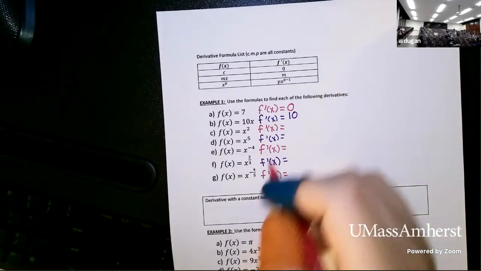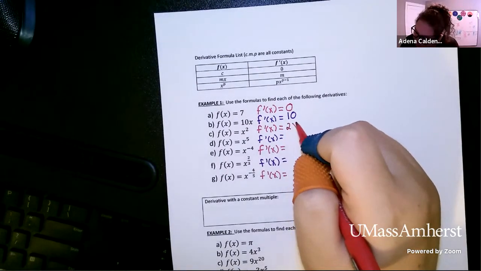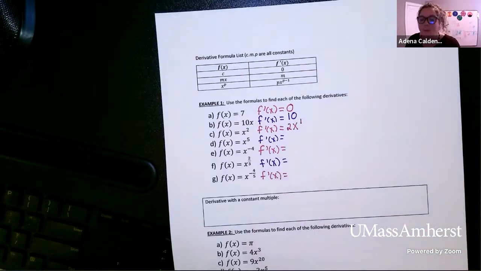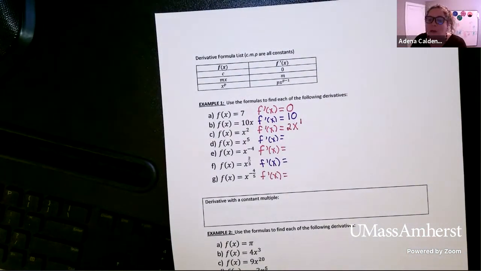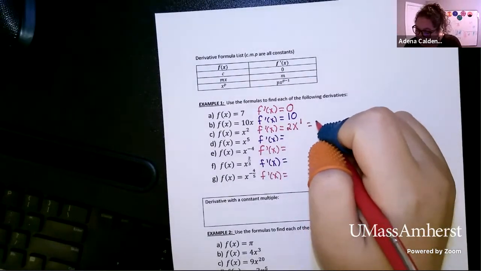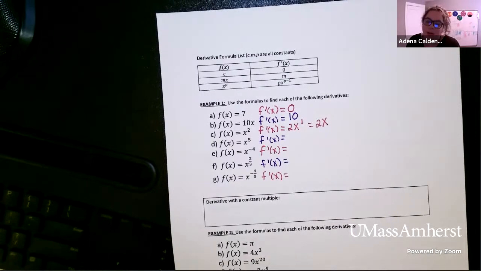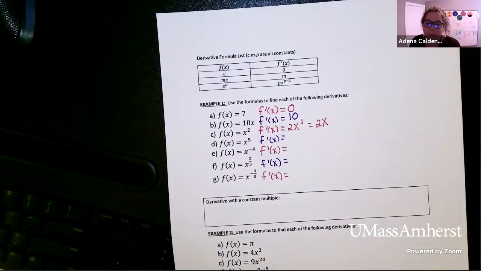For part C, we're using our power rule. So we have x squared. So the power rule says that the 2 comes down, and we're going to subtract 1 from the power. So I get 2x to the 1 power. Now, we don't have to write the 1 power. It's up to you if you want to, but we can also just write that as 2x, okay?